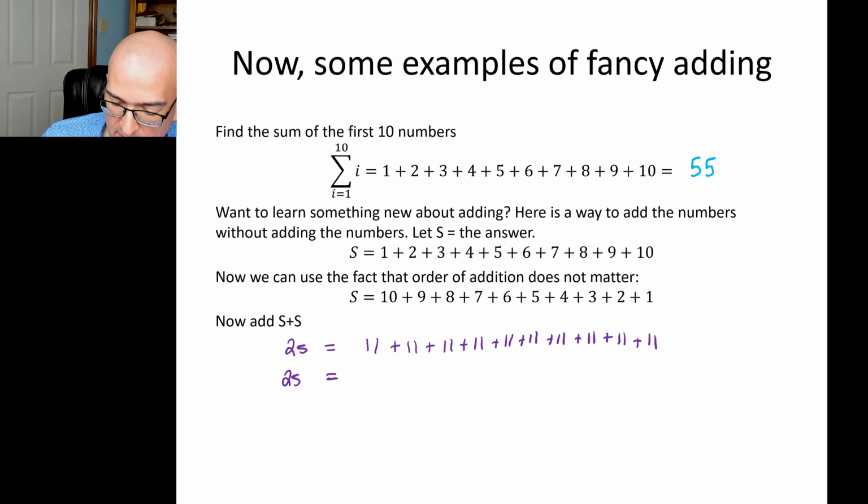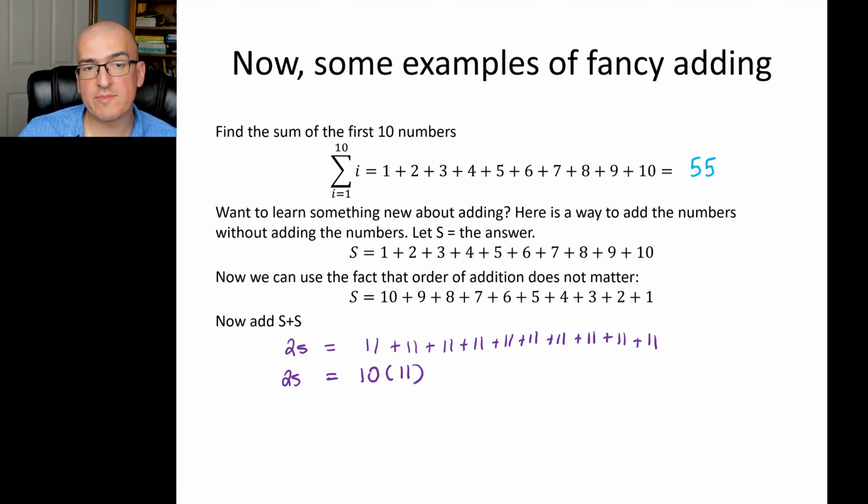Now we're going up a little bit into multiplication. We're going up a grade. So adding 11 10 times, that's the same thing as 10 multiplied by 11. So 2 times what I want is 10 times 11. I don't want 2 times what I want, I just want what I want.